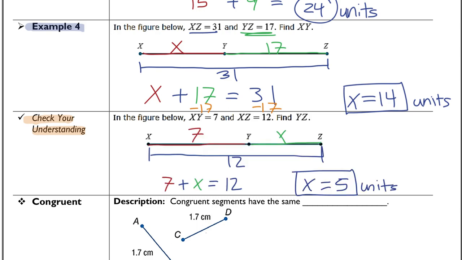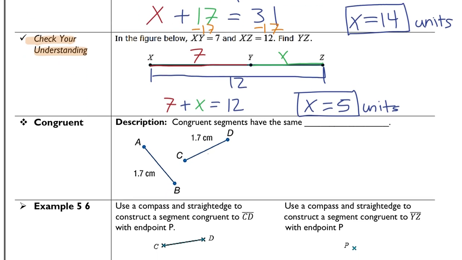So I hope that you got 5 units for this. Again, if you think about it, 7 plus 5 is equal to 12. So the idea is this plus what number is 12, which is an algebraic problem here. Okay, so let's do our last problem here. So let's move this down.